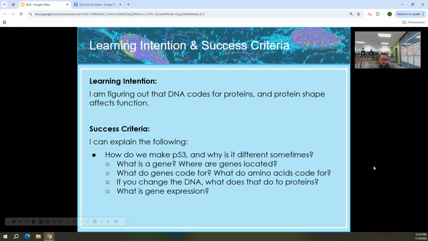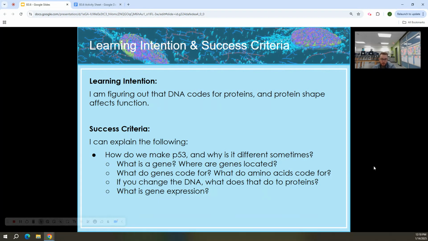So we're going to be figuring out the DNA codes for proteins, and protein shape affects the function of that protein. Okay, so our DNA, the purpose of it, pretty simply, is just to code and create proteins, and then the shape of the protein that I make determines its function and what it's able to do. All right, success criteria. By the end of the lesson, you should be able to explain how we make P53 and why it's different, just like I said with the lesson question.